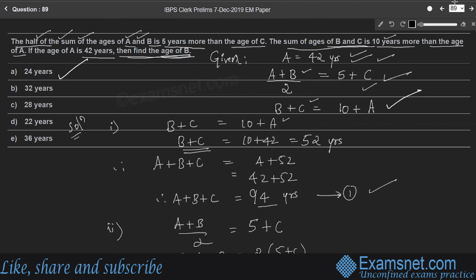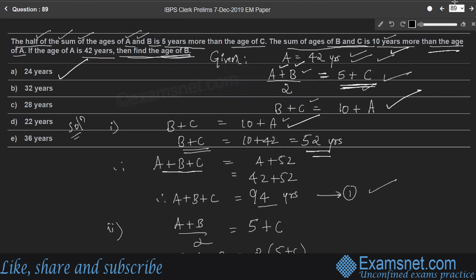Right? I'll repeat once again. It is given that age of A is 42 years and half of sum of the ages of A and B is equal to 5 years more than age of C. That is A plus B by 2 is 5 plus C. And also B plus C is equal to 10 plus age of A. It is given. Right? So B plus C is 10 plus A. Substitute the value of A here. So B plus C becomes 52 years.